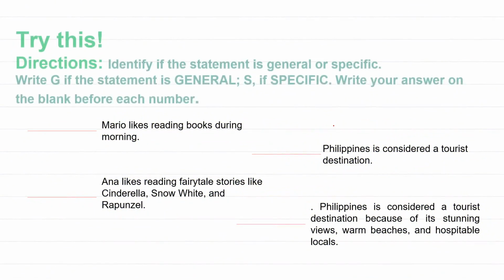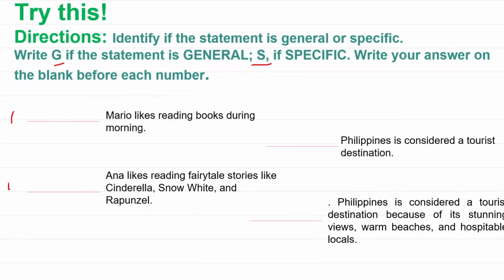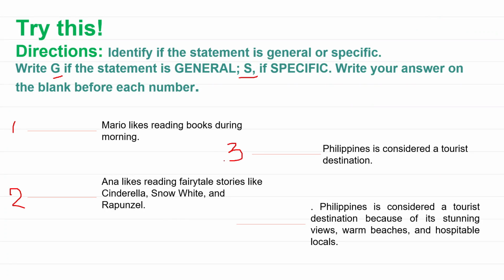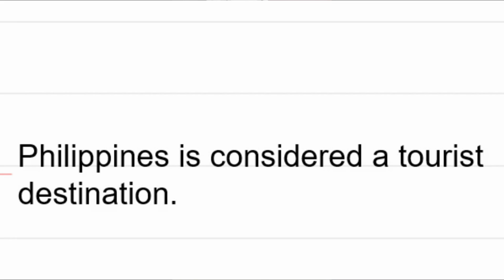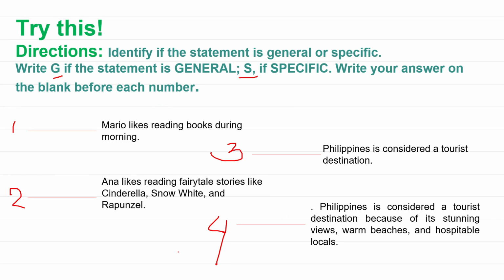Okay, try these directions. Identify if the statement is general or specific. Write G if the statement is general and S if specific. Write your answer on the blank before each number. Try these 4 sentences. Ready? Begin. Number 1. Mario likes reading books during morning. Number 2. Anna likes reading fairy tale stories like Cinderella, Snow White, and Rapunzel. Number 3. Philippines is considered a tourist destination. Number 4. Philippines is considered a tourist destination because of its stunning views, warm beaches, and hospitable locals. Okay, I hope that's the correct answer.